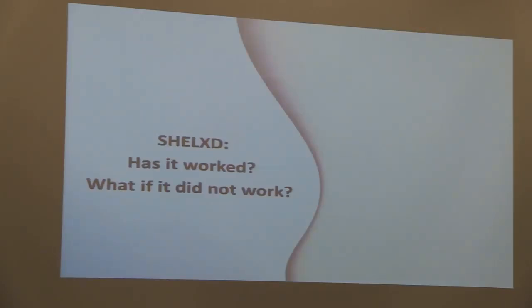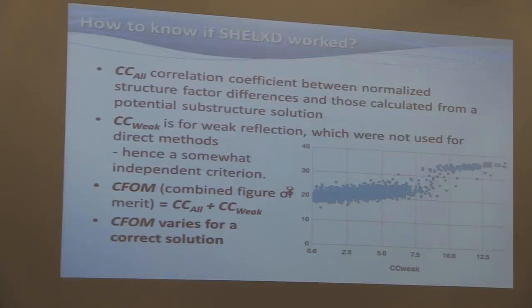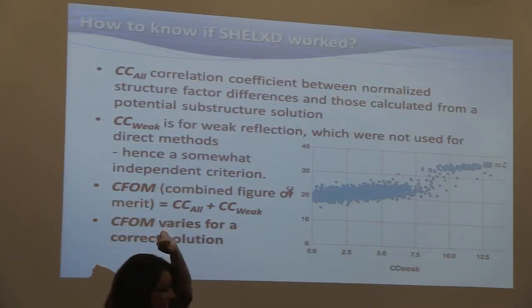But how do I actually, so I now know how SHELXD works, but practically, how do I know it has worked? I've run the program, but how do I know that I actually got a correct substructure, or that the substructure could be good? And what do I do if it doesn't work? SHELXD calculates quality indicators.